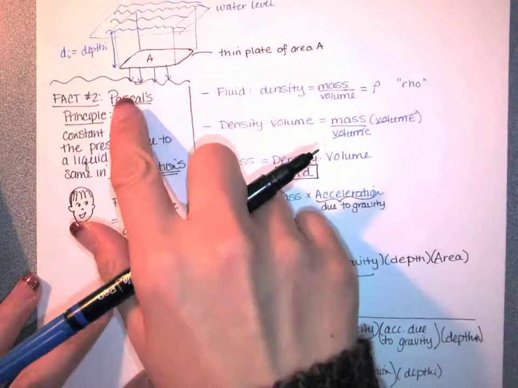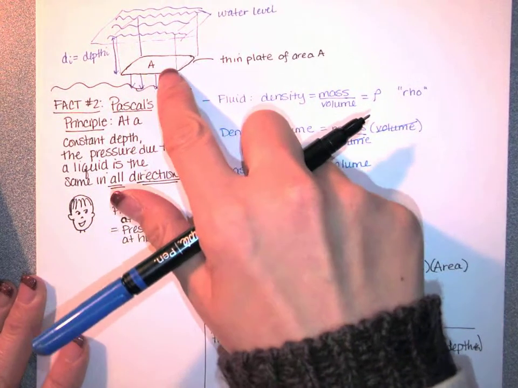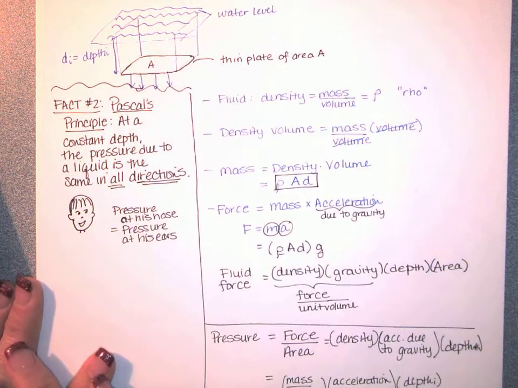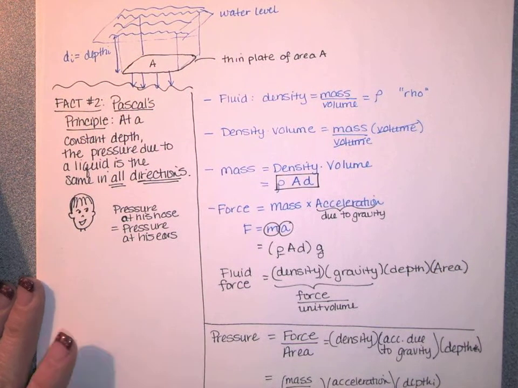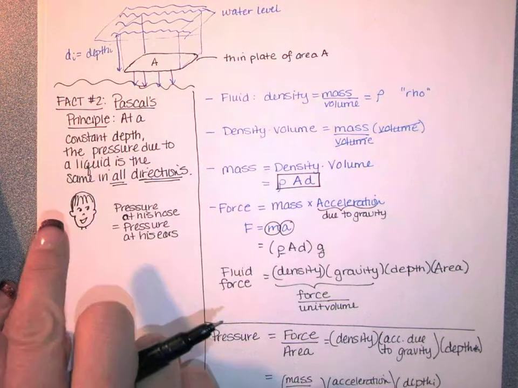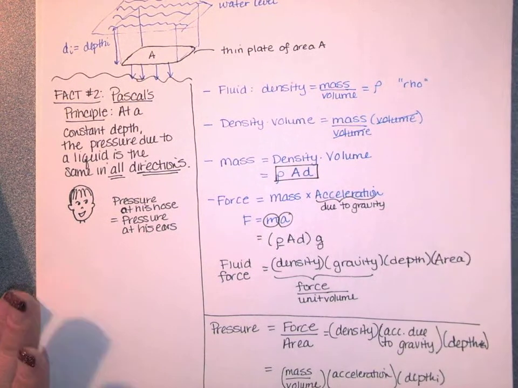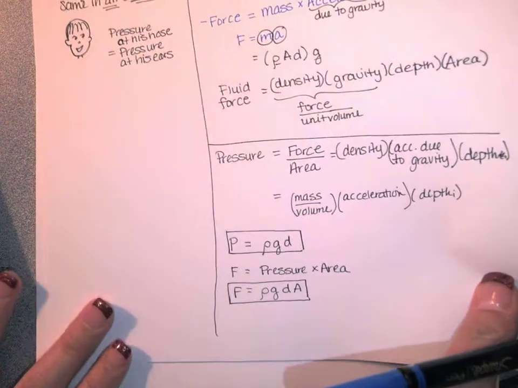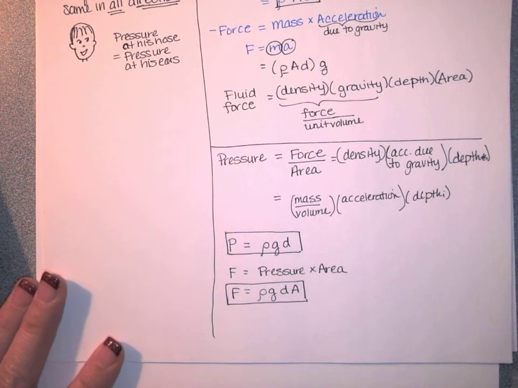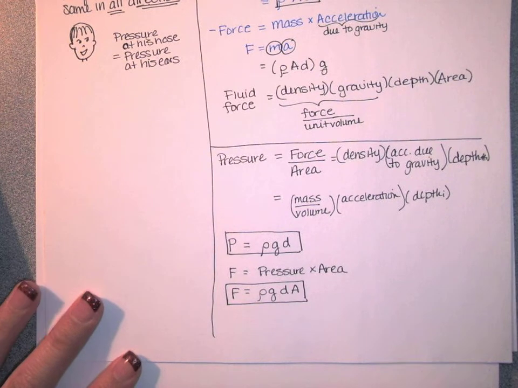Whether that area is parallel to the water level, vertical to the water level, or at an angle from the water level, it does not matter how that area is oriented. If it's at a constant depth, it's going to be experiencing exactly the same pressure. So what Pascal's principle is telling us is these formulas hold no matter how A is oriented.